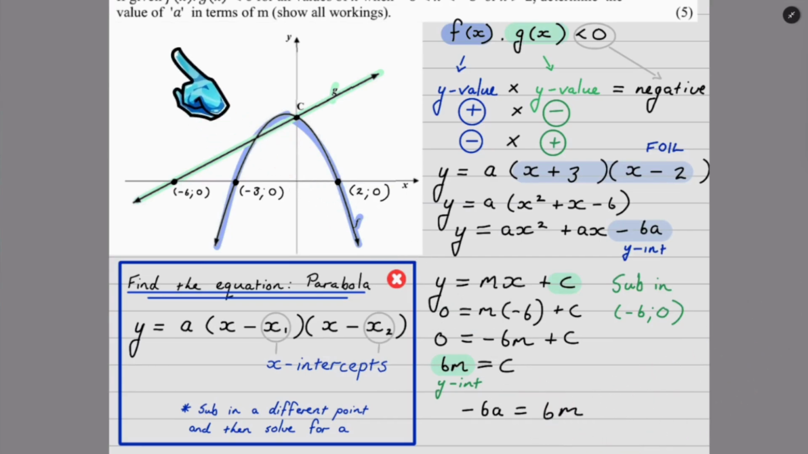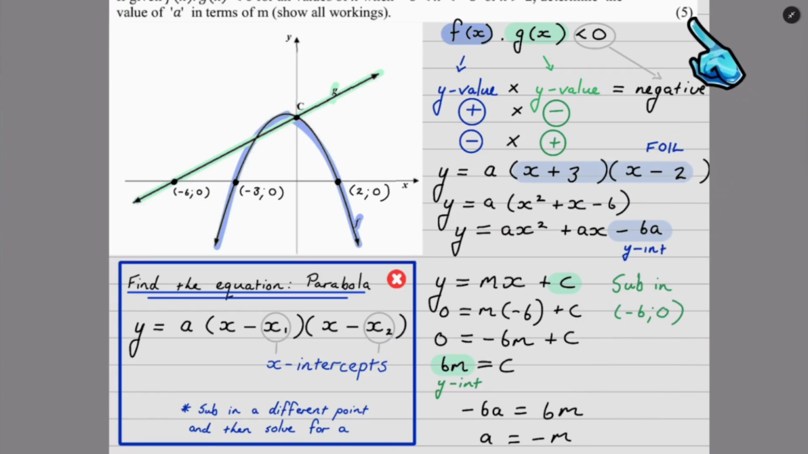And then the question wanted the value of a in terms of m. That's a fancy way of saying get a on its own. So to get this a on its own, I divide both sides by negative 6. And 6 divided by negative 6 will just give you this negative 1 in front. The 6's cancel. And a equals negative m will be our final answer. Yes, this is a level 4 question if I've ever seen one.